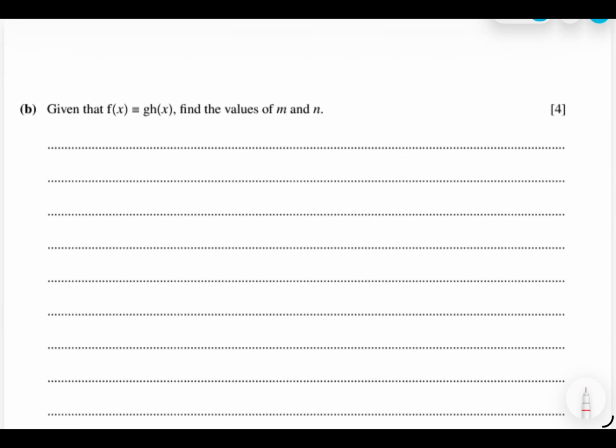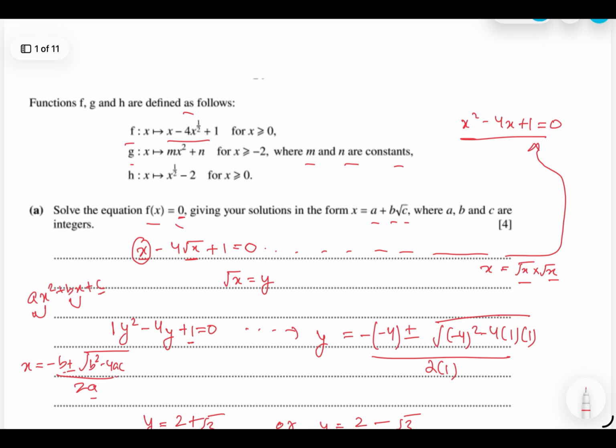All right. So it is given that f(x) is equivalent, okay, we can call it equivalent, for all values, to the composite function g(h(x)). Find the values of m and n. So first, let's calculate this one, because f(x) we know. So we will calculate g(h(x)). What was g? g was this one, mx squared plus n. We will put this instead of this. Instead of x, we will put root x minus 2. That is what we mean by g of h.